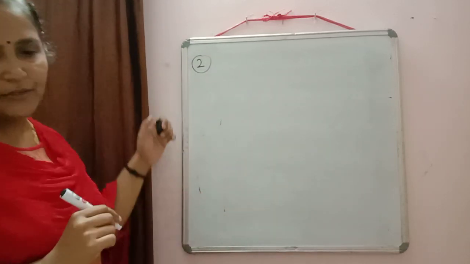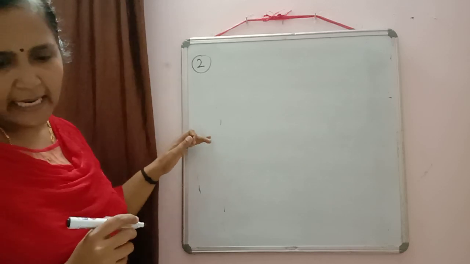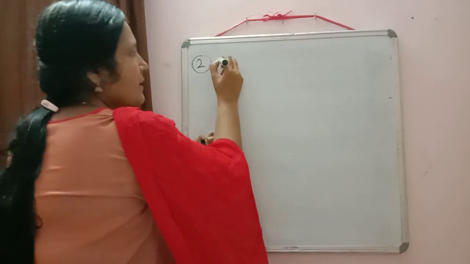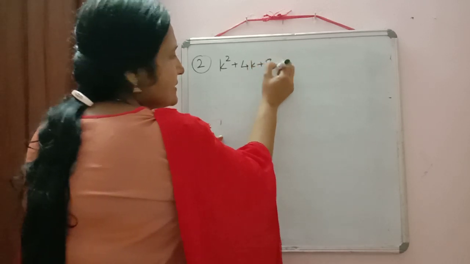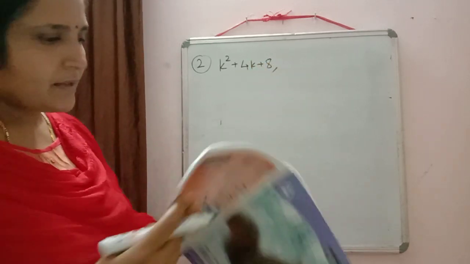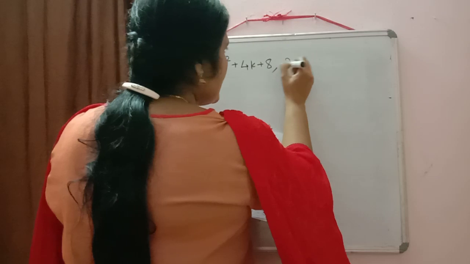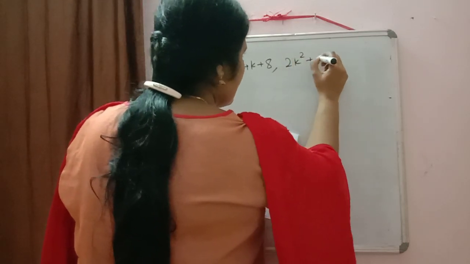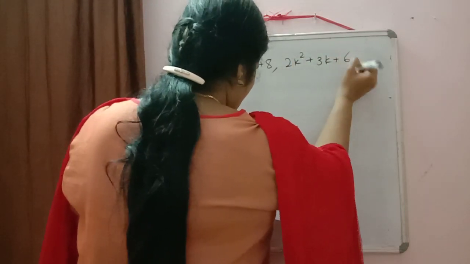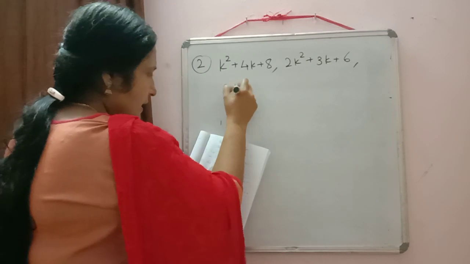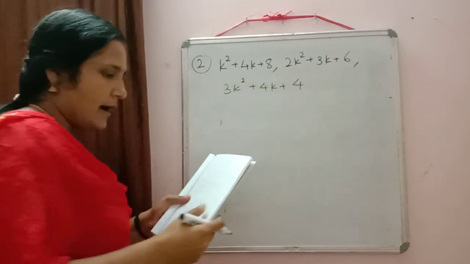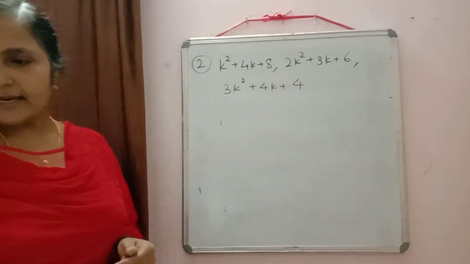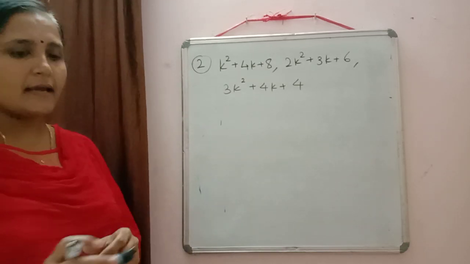Please write down with me. Next question is, find k if k square plus 4k plus 8, comma 2k square plus 3k plus 6, comma 3k square plus 4k plus 4 are in AP. So already it is given, these numbers are in AP.